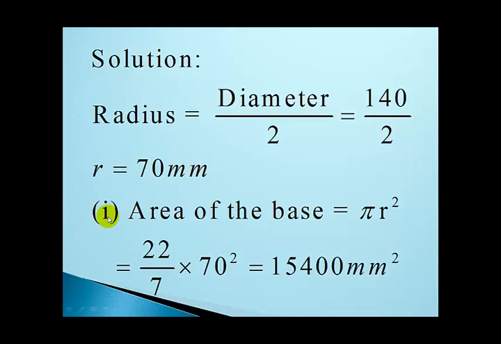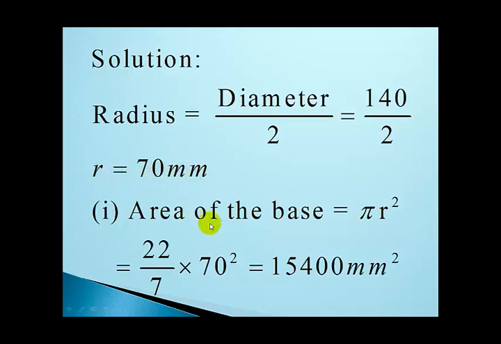Now we were asked to find the area of the base. Because it's a cylinder, the base is a circle, it's circular. And we know that the area of a circle equals pi r squared. So the area of the base will be equal to pi r squared. Pi is a constant, and from the question, the constant has been given to be 22/7. Now r is the radius, and from our calculation, the radius is 70 millimeters.